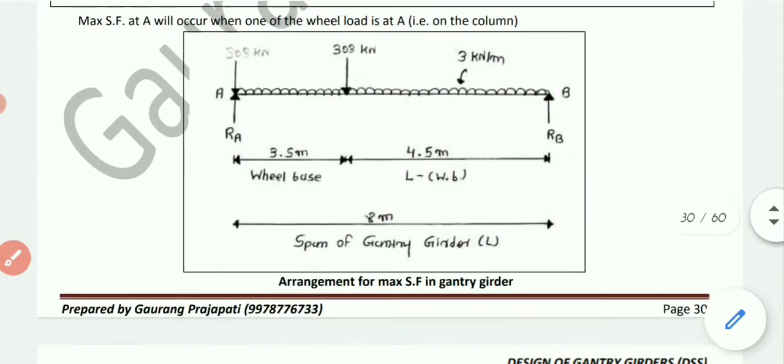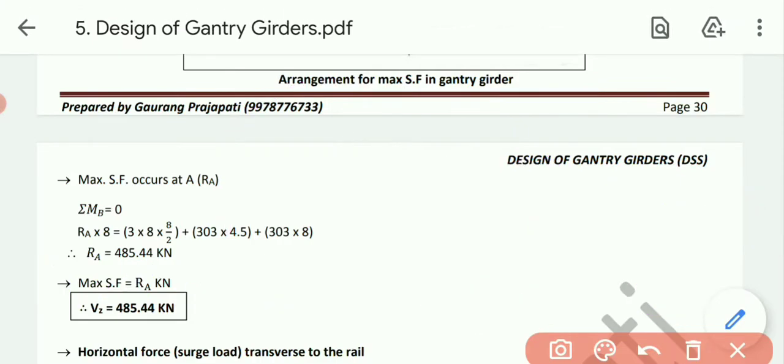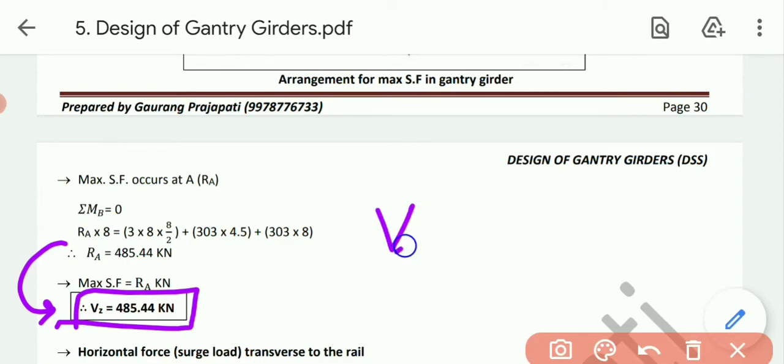See, I have done the same thing over here. Sigma MB equals 0, so RA into 8, then 3 into 8 into 8 by 2, the UDL's moment, then 303 into 4.5, then 303 into 8. By doing so, I will get the value of RA, 485.44 kilonewton. I know that this will be the maximum reaction, so maximum SF, VZ, equals RA, so VZ equals 485.44 kilonewton. So I have got the value of VZ as well as MZ.